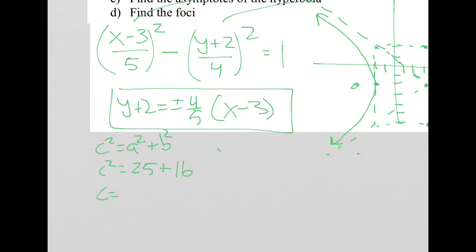So c is the square root of 41, which means our foci can be written as follows. The x value is changing, so from the center, the x value of the center is positive 3. We need to add and subtract that square root of 41, comma, the y value is the same as the center, so negative 2, and we're done.